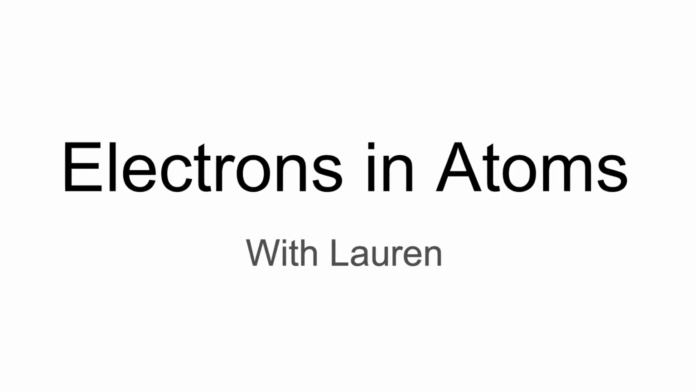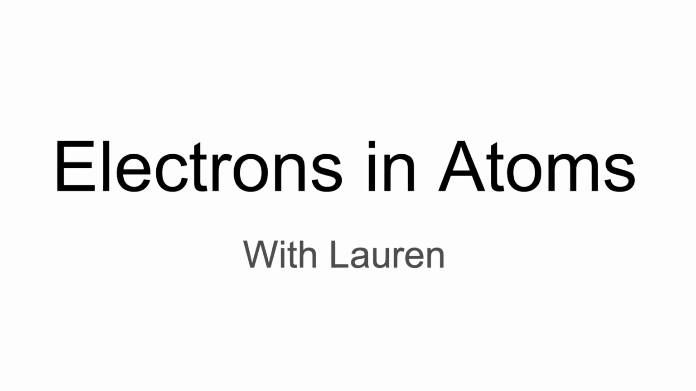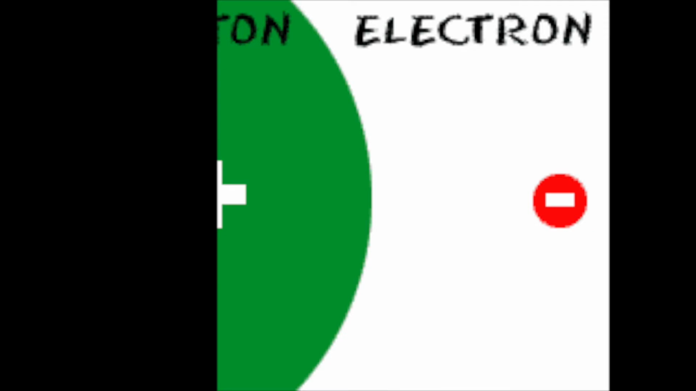Electrons in atoms. Electrons are negatively charged particles of an atom. Together, all the electrons in an atom create a negative charge that balances the positive charge of the protons in an atomic nucleus.